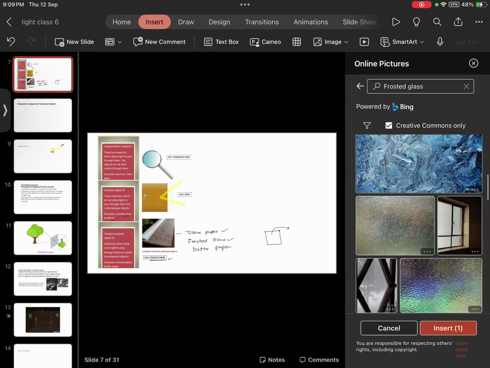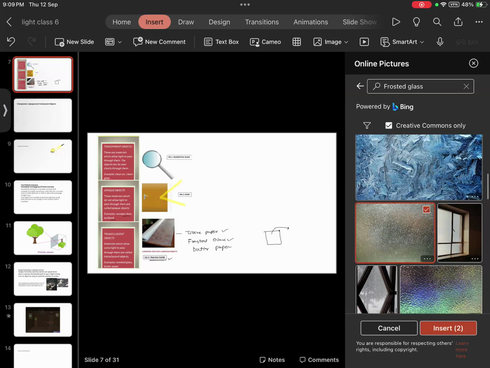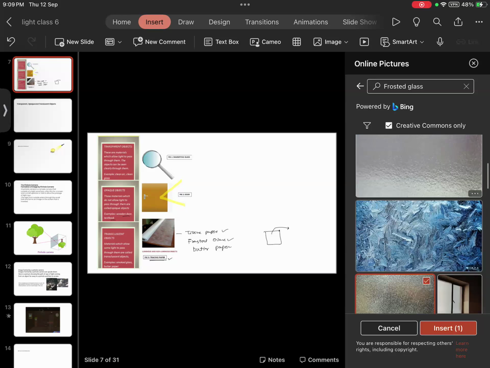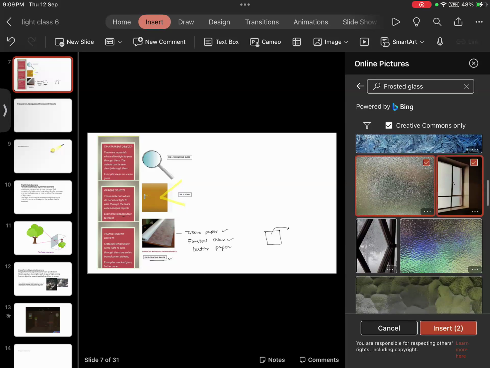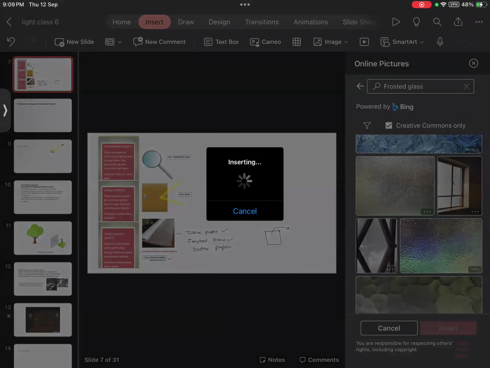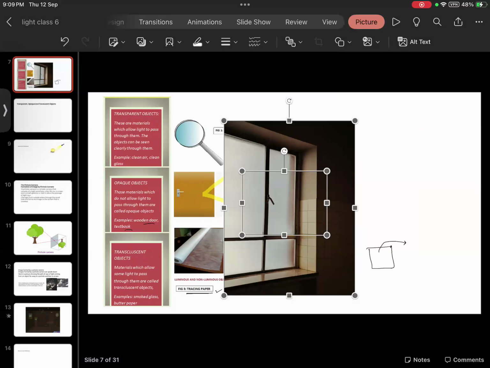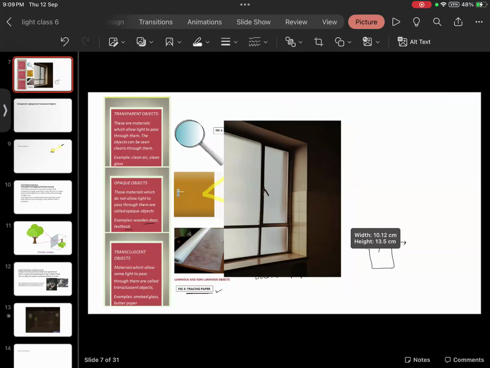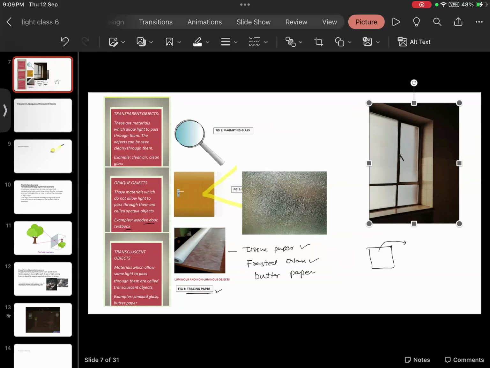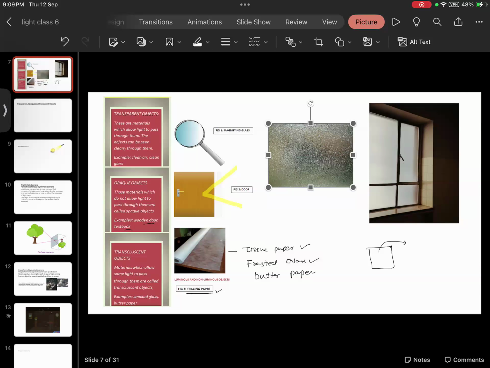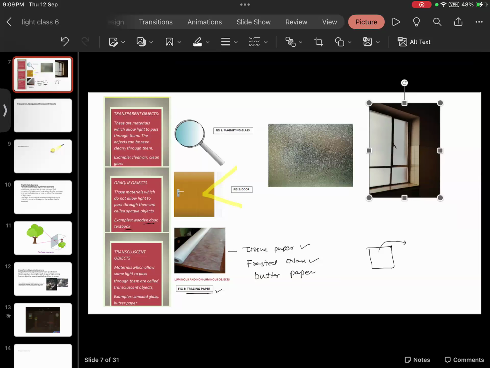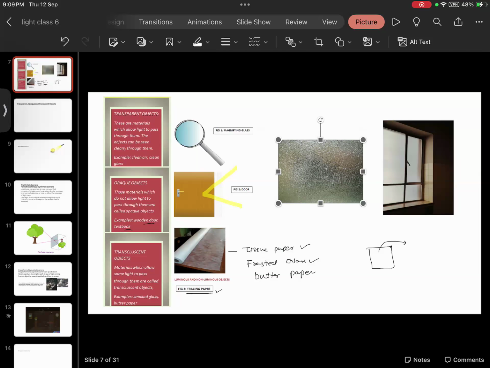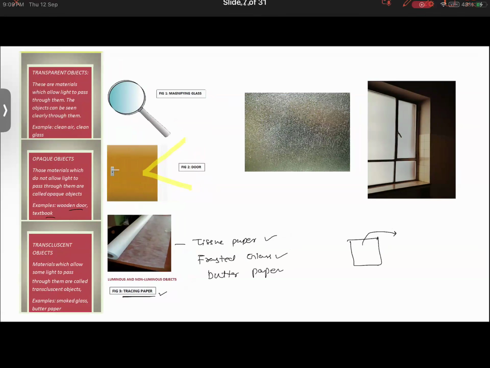This is what a frosted glass looks like. It is basically installed in windows and in different places in offices, where we would like the light to pass through it, but we wouldn't want the person to be able to see through the window. Light can pass through, but we can't see through the window. So that is what a frosted glass looks like.